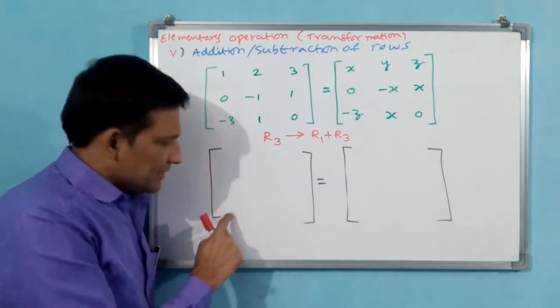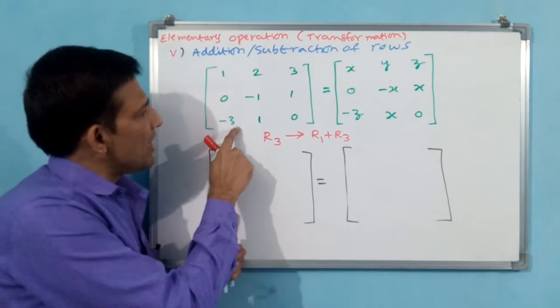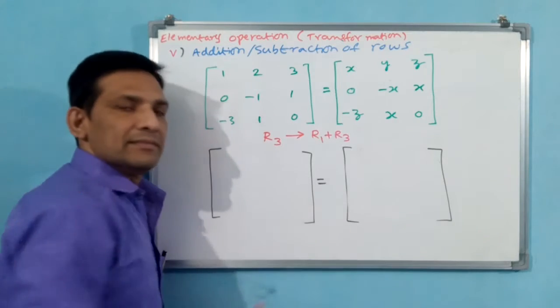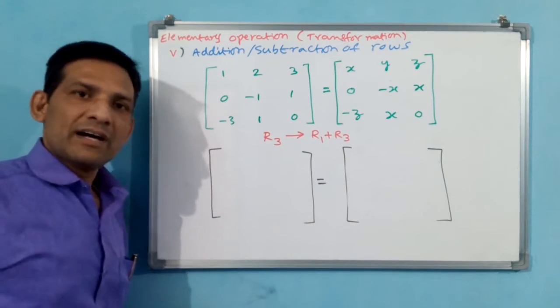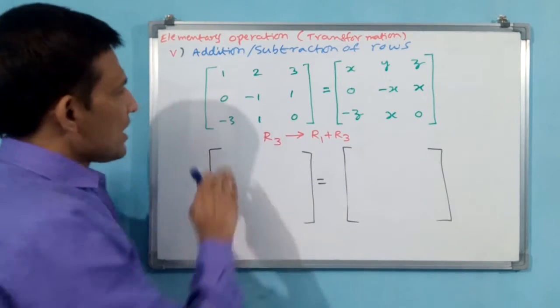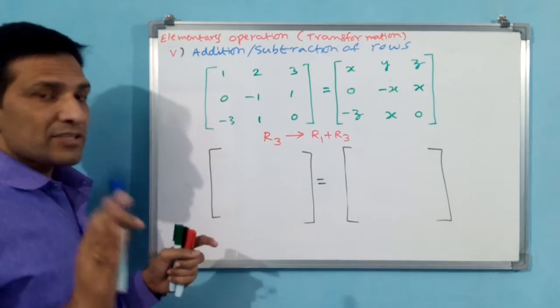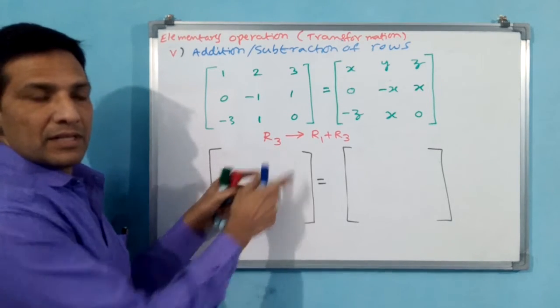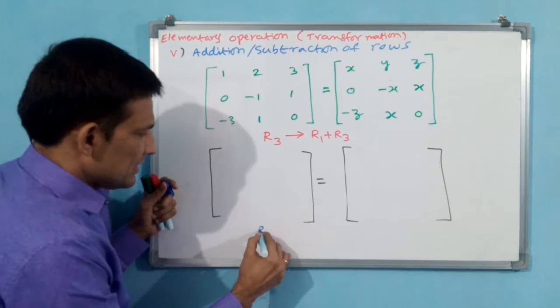Then when it comes to R3, you have to add R1 and R3 both and write in R3. You understand? Both sides you have to do. Okay, let us do R1, R3. Any change is there? See what changes are there here. We are showing the left side.